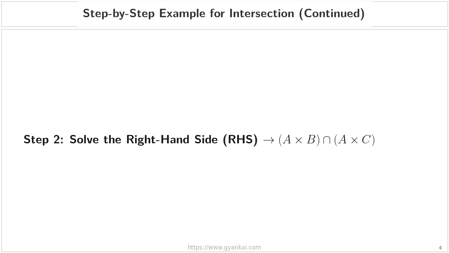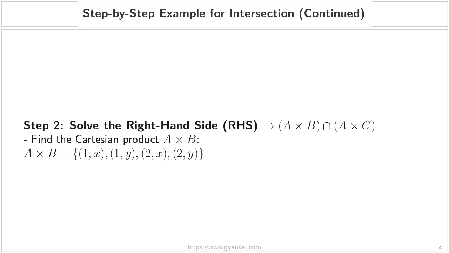Step-by-step example for intersection, continued. Now that we have successfully calculated the left-hand side in the previous step, let's move on to step 2, where we solve the right-hand side of our equation. Remember, our goal here is to find the intersection of two different Cartesian products, A cross B intersected with A cross C. First, let's calculate the Cartesian product of A and B using the sets we defined earlier, A equals {1, 2}, and B equals {x, y}.